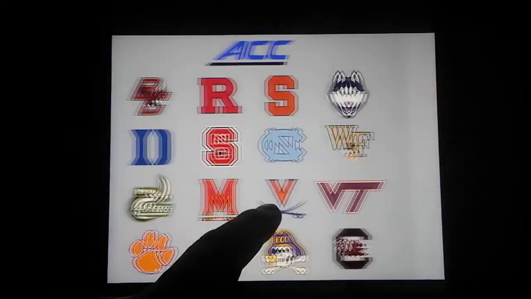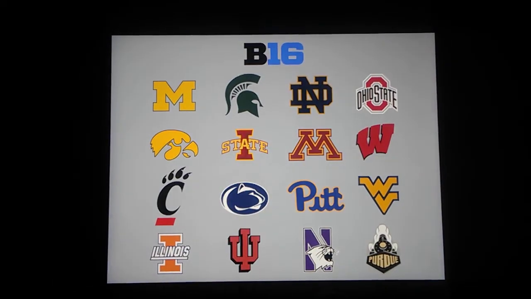So, as far as we'll get into the scheduling right now for the 16 one. Here in the Big 16, I call this one the big pot, because there are four really big teams here: Michigan, Michigan State, Notre Dame, Ohio State. Those four play each other every year.